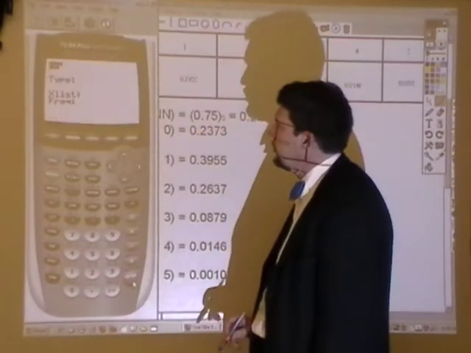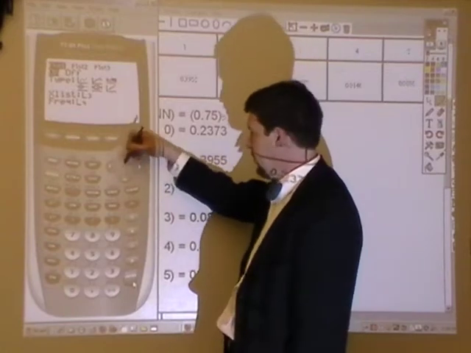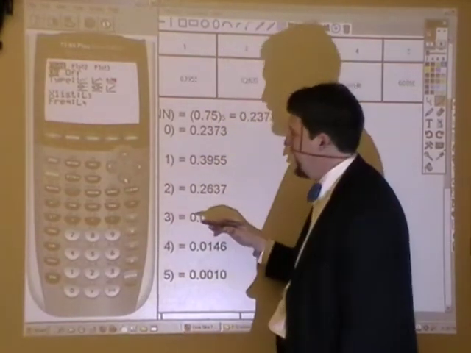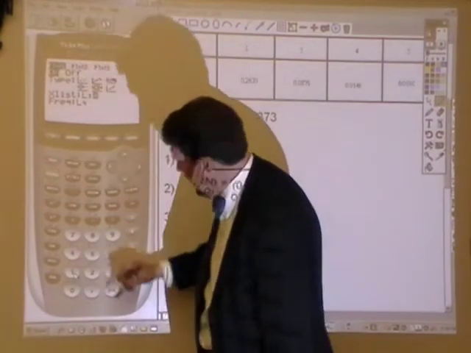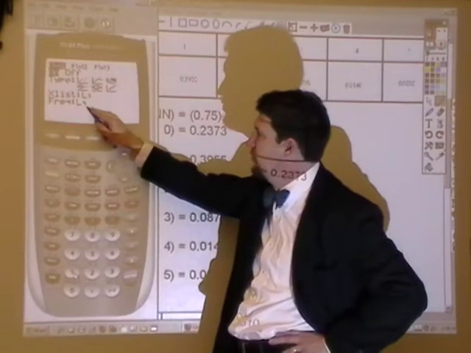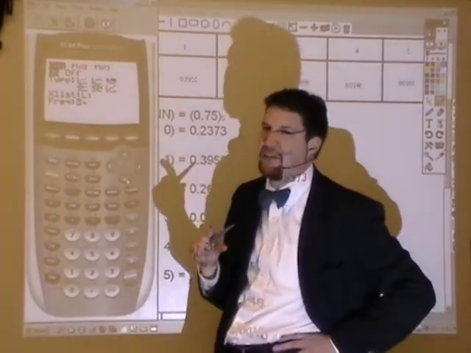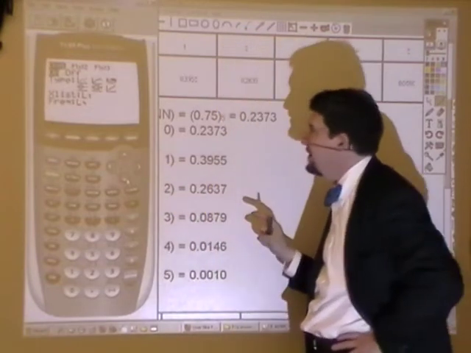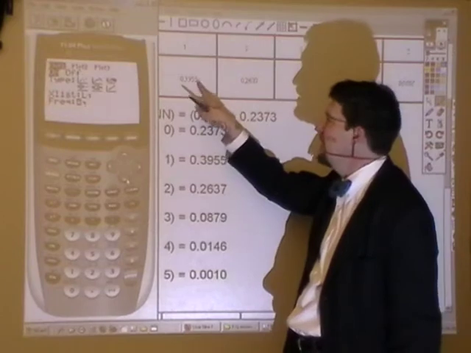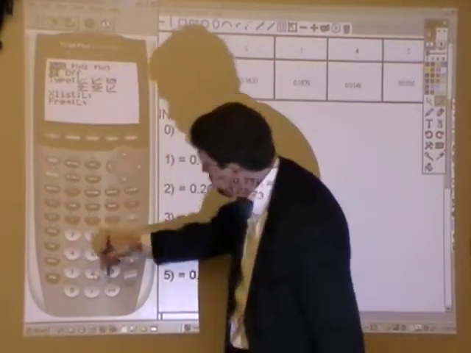And what we're going to do is make sure that we have a histogram, because we're going to plot this as a histogram. And we're going to put where our X list is, and my X list happens to be in L1. Now, the default for frequency is 1. But our frequency is actually going to be the height, or those probabilities themselves. So our probability for 1, for example, is 0.3955. That's what I want for the height of those bars. So that happens to be in L2.